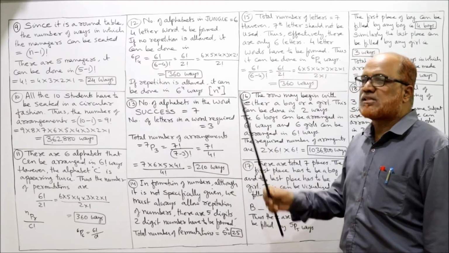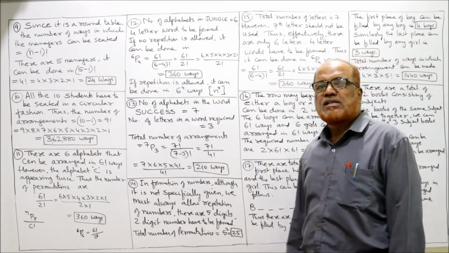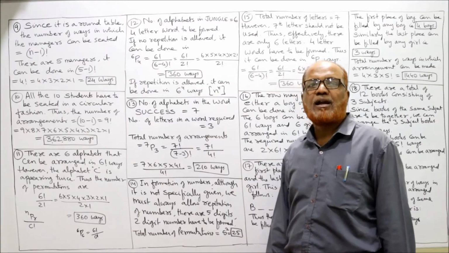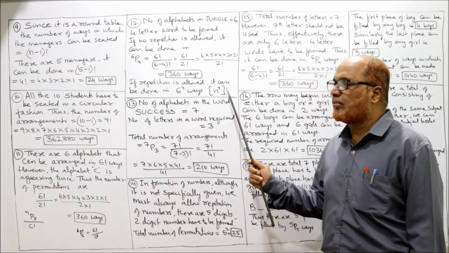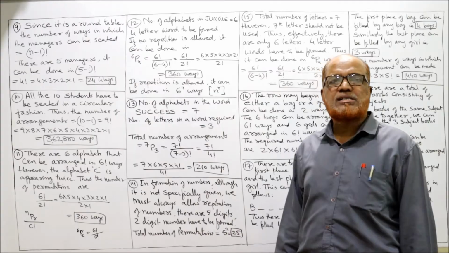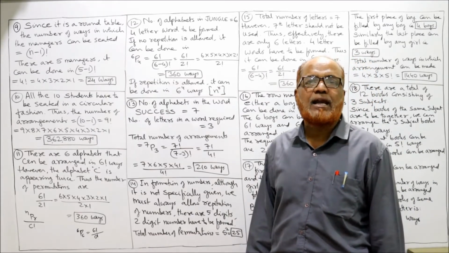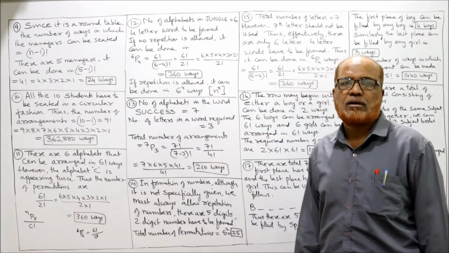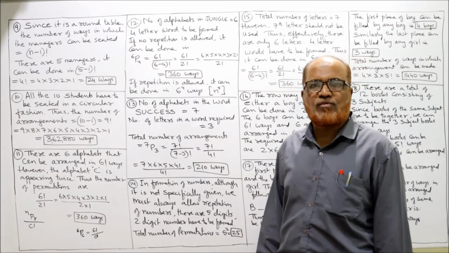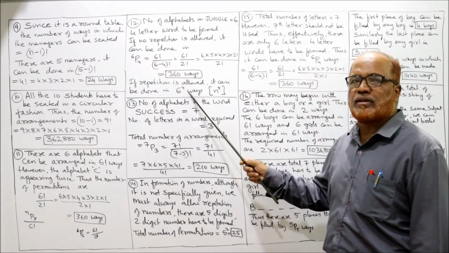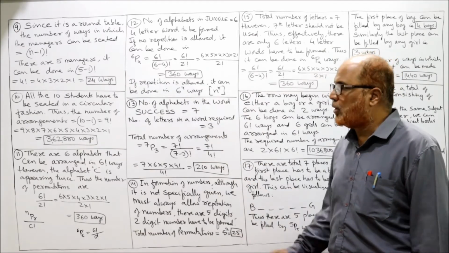If repetition is allowed, then it can be done in 6 to the power of 4, यानी n to the power of r. एक नया formula है. If repetition is allowed, then number of ways can be found by using the formula n to the power of r. N is 6, r is 4. So 6 to the power of 4 ways, if repetition is allowed.